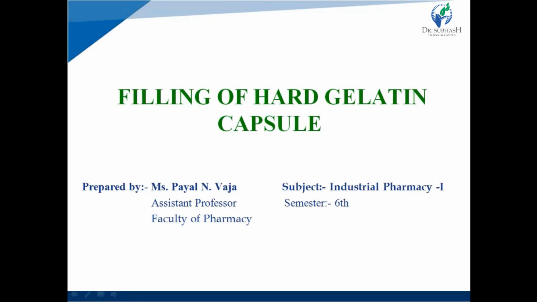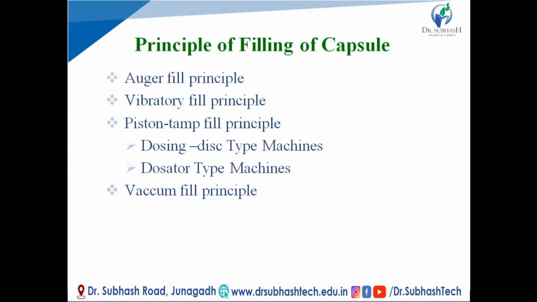I am going to discuss filling of hard gelatin capsule. Various principles are available for filling of hard gelatin capsule. First one is auger fill principle. Second one is vibratory fill. Next one is piston tamp fill, that has two types, dosing disc type and dosator type motion. And last one is vacuum fill principle.